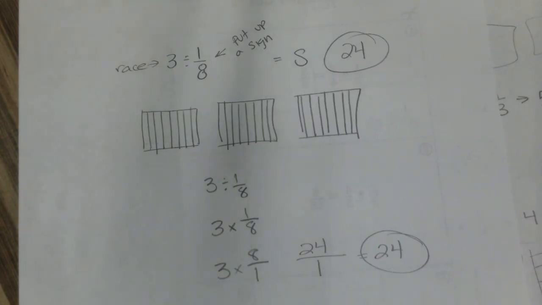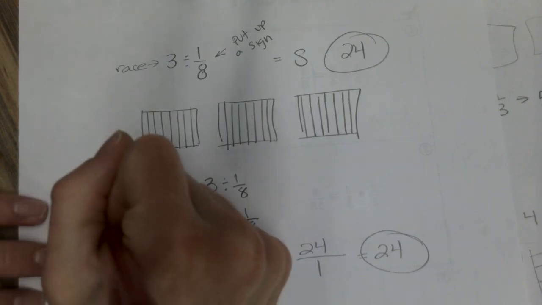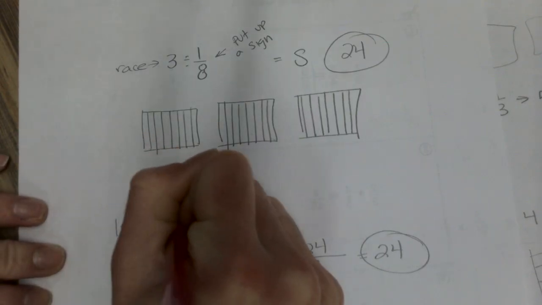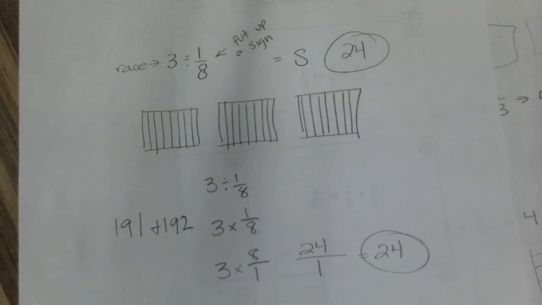All right, go ahead and open up your journals to pages 191 and 192. I want you to work independently on 191. We will go over it, and then you can work with partners on 192.